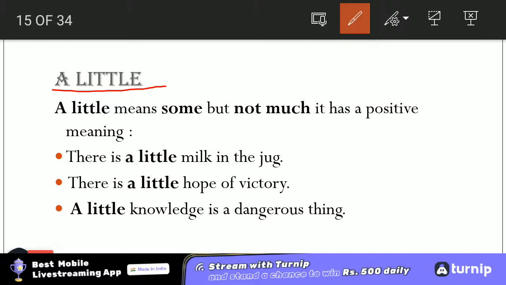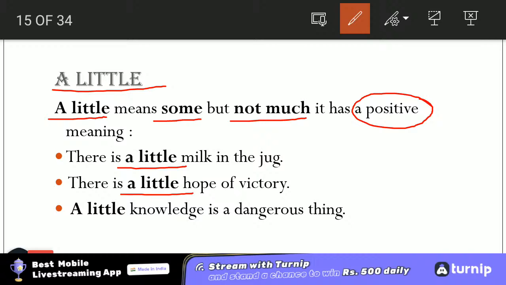So a little means some but not much, and it has a positive meaning. See, there is a little milk in the jug. कुछ ही है, पॉजिटिव सेंस में. There is a little hope of victory. कुछ चांसेस हैं कि हमारी विक्ट्री हो जाए.